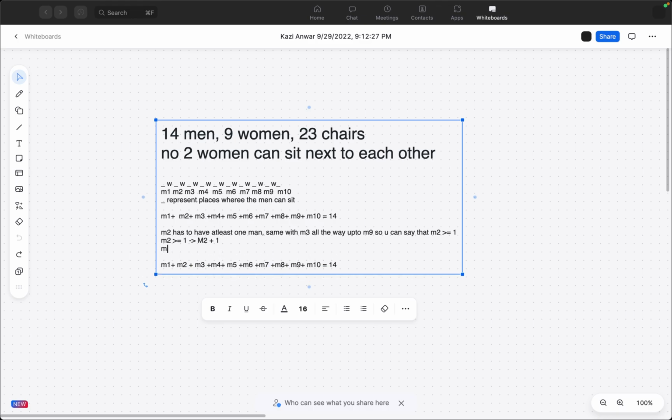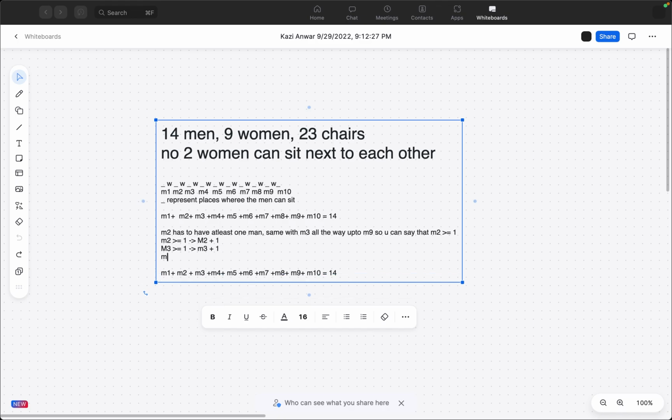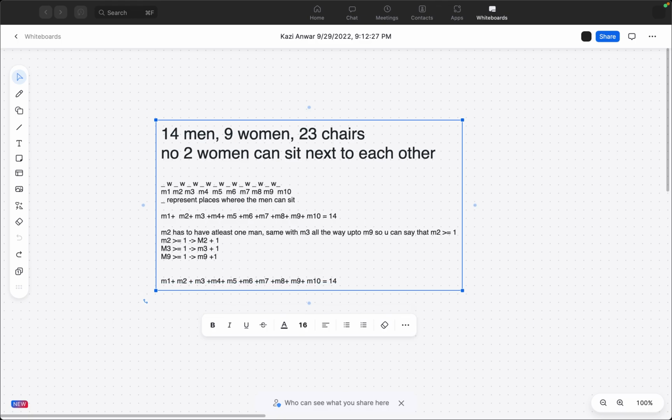And the same thing goes for M3. M3 has to have at least one man. So that's going to be M3 plus 1, right? So that's going to go all the way up to M9. So M9 is the last one where you're going to have M9 plus 1, right? And remember, M10 doesn't have anything. Neither does M1. M10 can be greater than or equal to 0. So M10, I guess you could say it's M10 plus 0, which is just M10 by itself, right? So now, hopefully you got that.